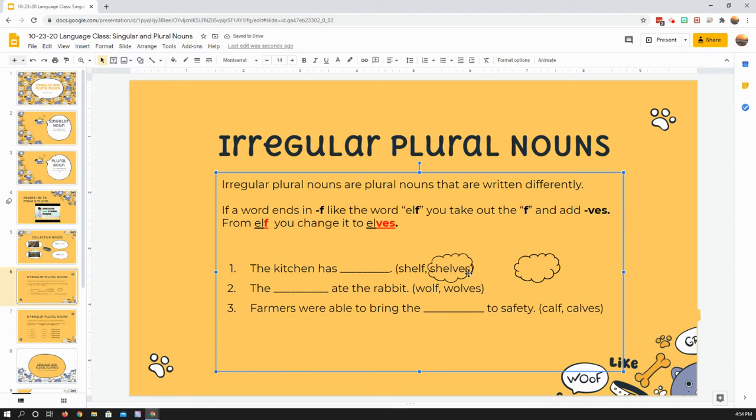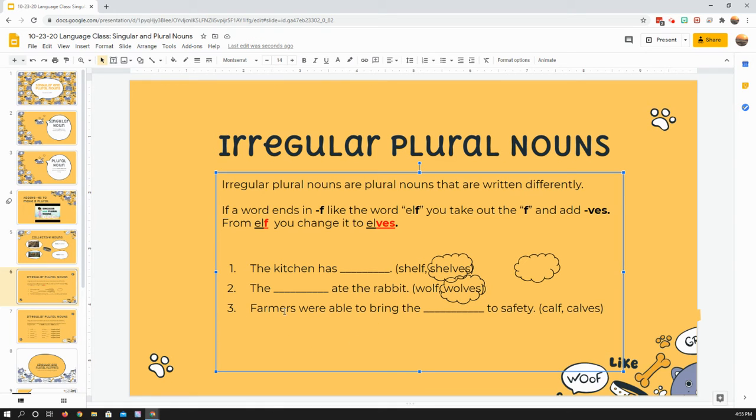The kitchen has shelves. Now let's look at number two. The blank ate the rabbit. Is it going to be wolf or wolves? If we're looking for the irregular plural nouns, it's going to be which one? We said that F is going to be the noun that's going to be ending, right? It's going to be F if the noun is singular. But to change it into a plural, you have to change it to VES. So I see that the word wolves ends in VES. So this is going to be the correct answer. The wolves ate the rabbit.